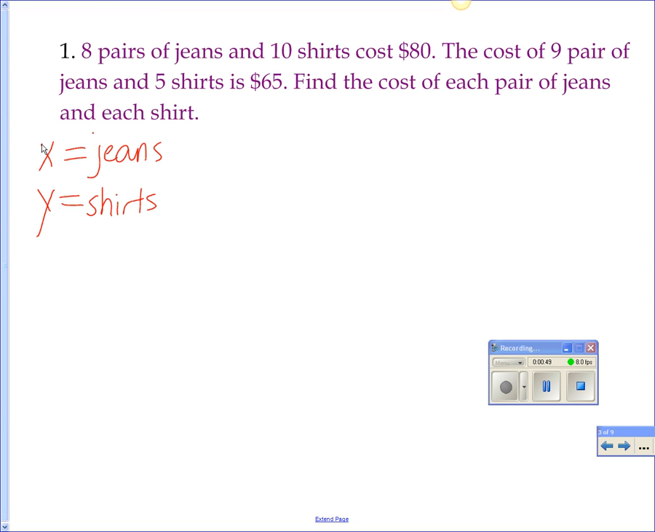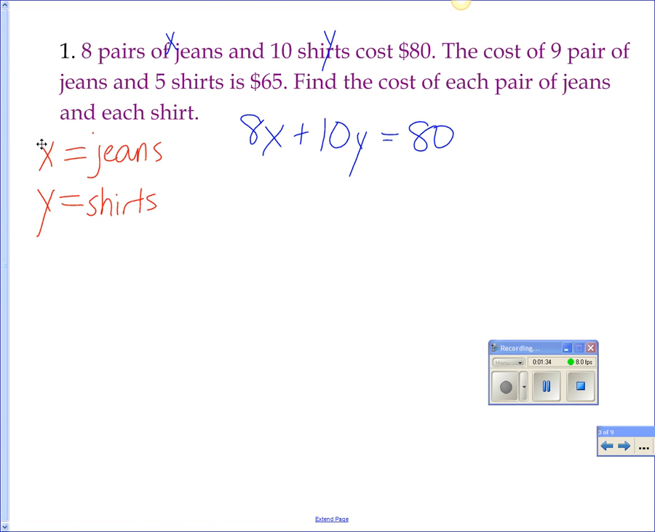All right, now I'm going to read the first sentence, and I'm going to do it in the order it says. It says 8 pairs of jeans. So I'm going to put an 8, and for pairs of jeans, I'm going to put the letter X, so I don't have to write all that out. And I'm buying 10 shirts, so I'm going to add 10 shirts. But shirts is the letter Y, so I put a Y beside it. It cost $80, so I put equals 80.